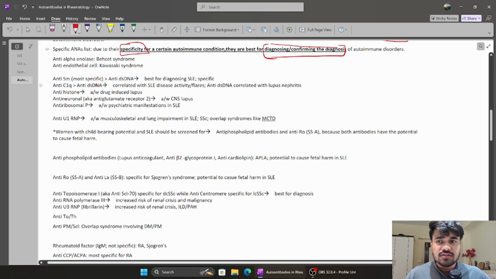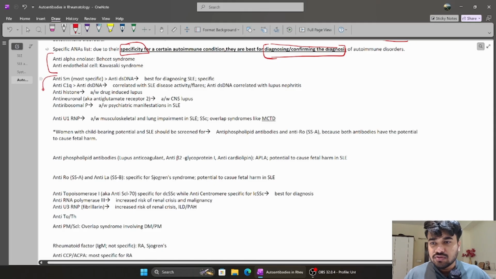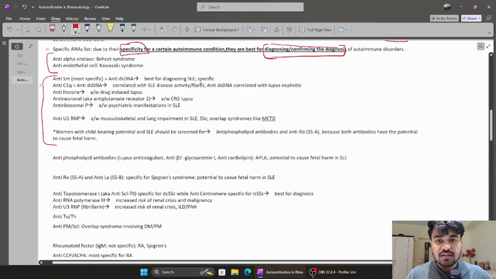So I have prepared this list of all the important specific ANAs, right? So let's start off with the important ANAs in vasculitis. Anti-alpha enolase is specific for Behçet syndrome, while anti-endothelial cell antibody is specific for Kawasaki syndrome. Then we have the important ANAs associated with SLE. Here we have anti-Sm and anti-dsDNA. These are the specific antibodies for SLE, and thus they are best for diagnosing SLE. Here also remember that anti-Sm is the most specific, right? Even more specific than the anti-dsDNA.